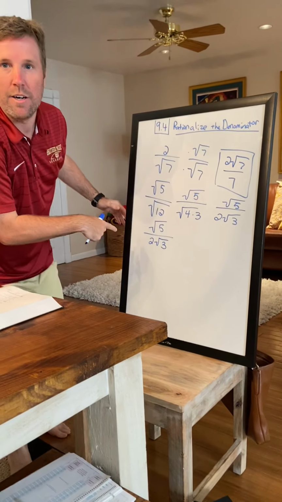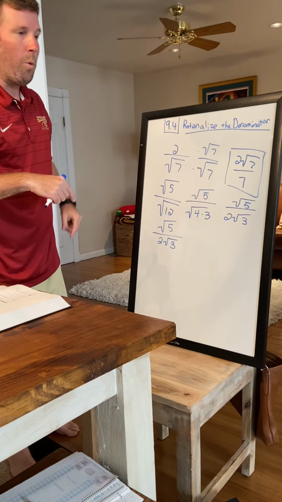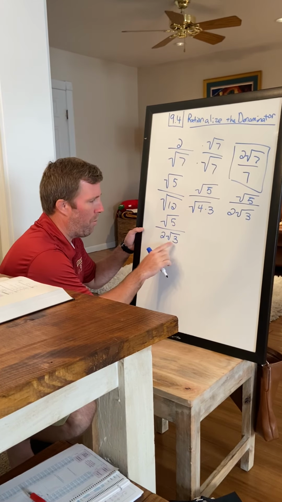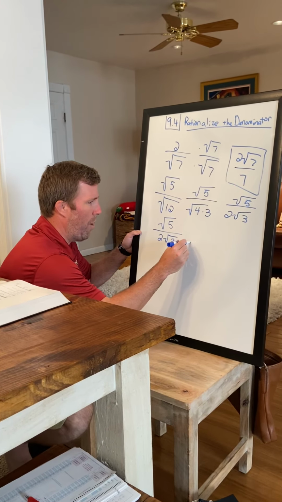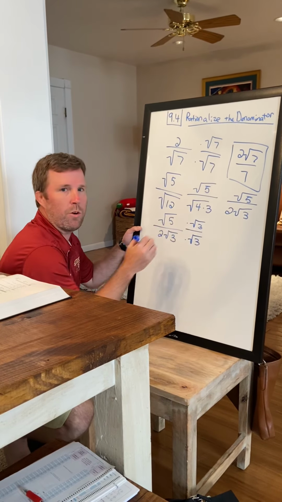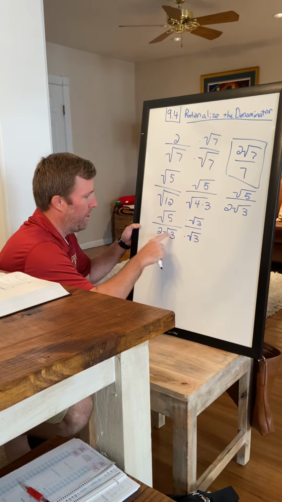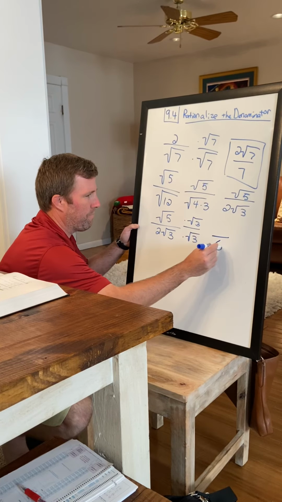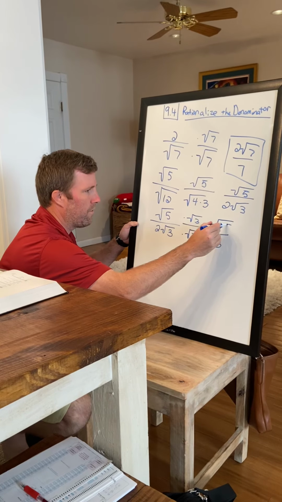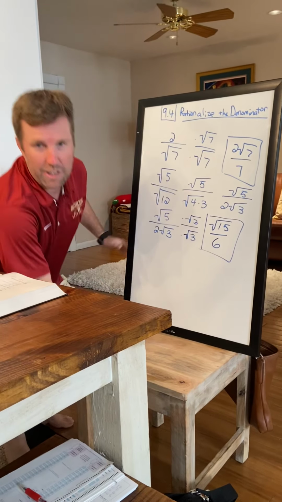But I can't stop there because I still have this radical in the denominator. So what we want to do now is multiply by the exact same radical, okay? I'm not worried about the whole number in front, but I'm worried about the square root of 3. So I'm going to multiply both the bottom and the top by the square root of 3. So watch this. The square root of 3 times the square root of 3 is 3. 3 times 2 is 6. The square root of 5 times the square root of 3 is the square root of 15. I just rationalized the denominator.